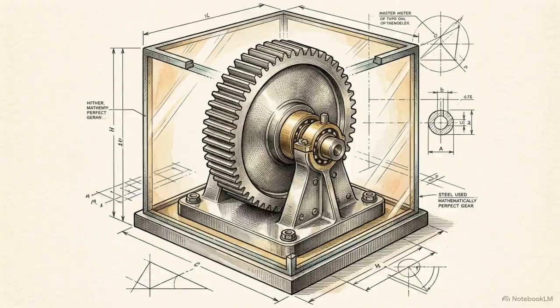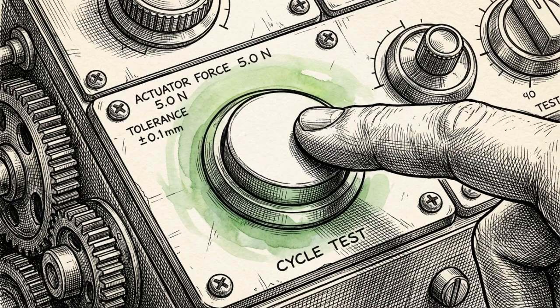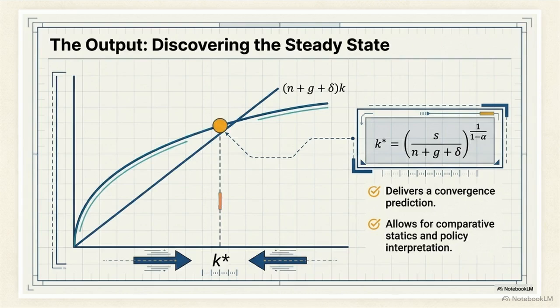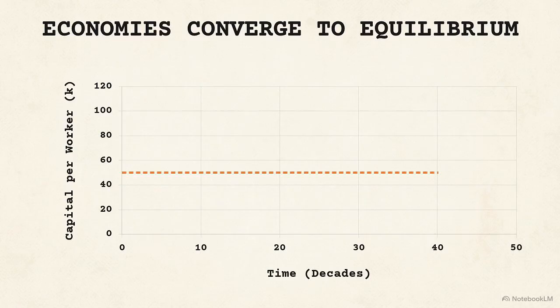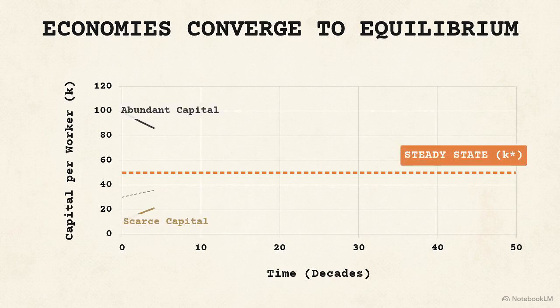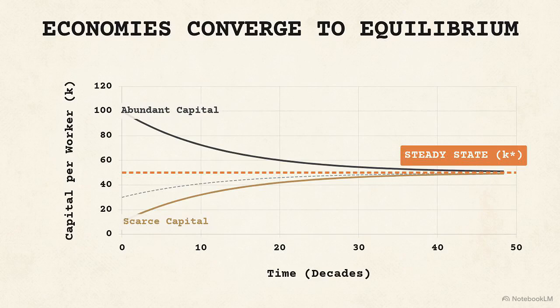Once this mathematical machine is turned on, what does it actually output? This chart displays the model's definitive output, the convergence prediction. It identifies the steady state, notated as K star. This is the exact point where the required investment to equip new workers perfectly matches actual savings. Regardless of where an economy starts, whether it has abundant capital or almost none, the internal mechanics naturally drive it toward this specific equilibrium point.